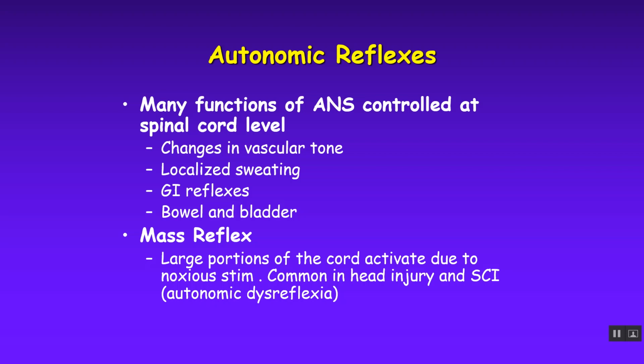But they don't have a chance. Their brain and their hypothalamus can't tell the sympathetic nervous system, hey, chill. This is not a life-threatening emergency here. You don't need to go crazy. There's no way to inhibit it. Okay, so that's this autonomic dysreflexic response.